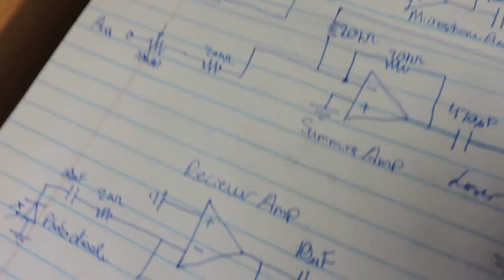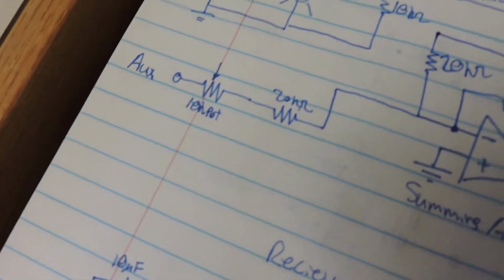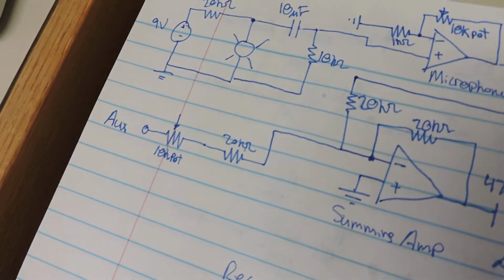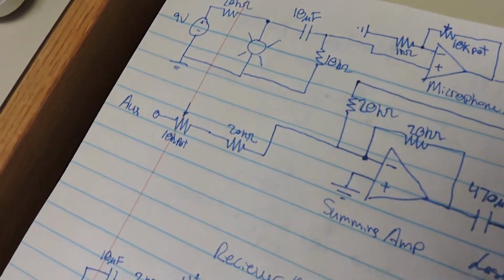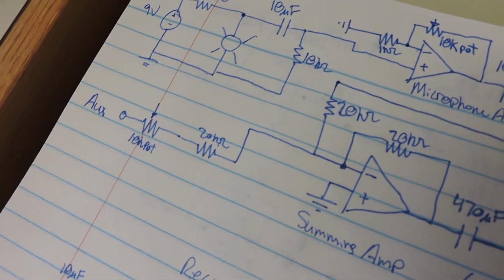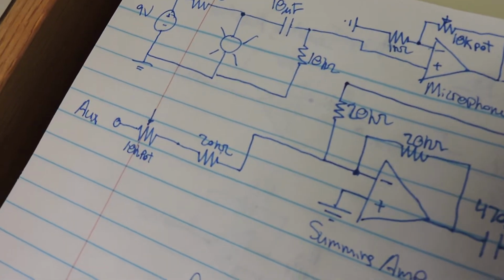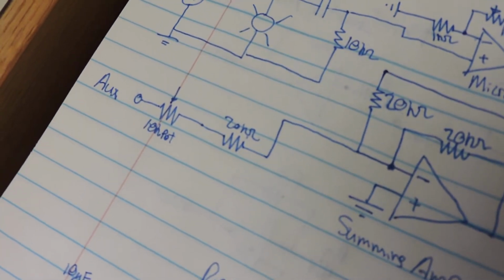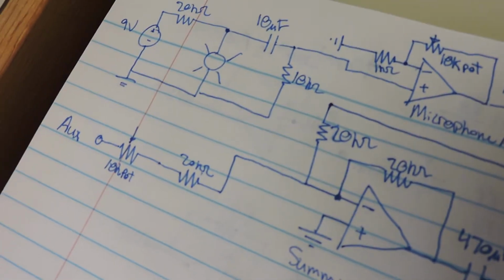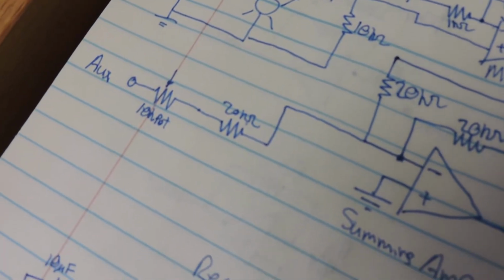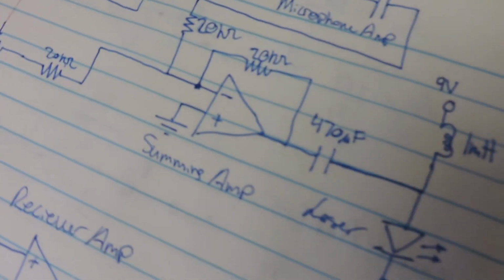And then the next part of our circuit was the auxiliary. So we found out, as Adam said, that the auxiliary input was around 400 millivolts, so we felt we did not need to amplify it. So there's a 10K pot there for the control, just as there was one in the microphone amplifier. Then it gets run to the summing amplifier.